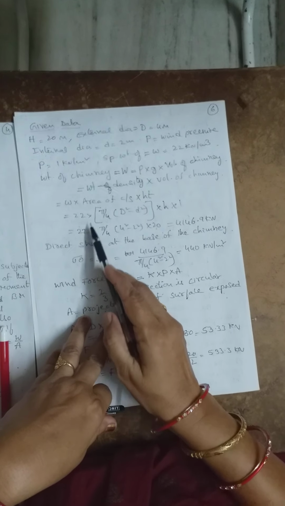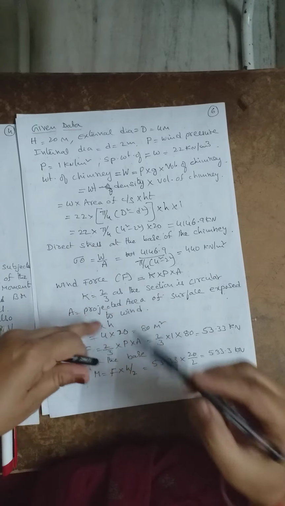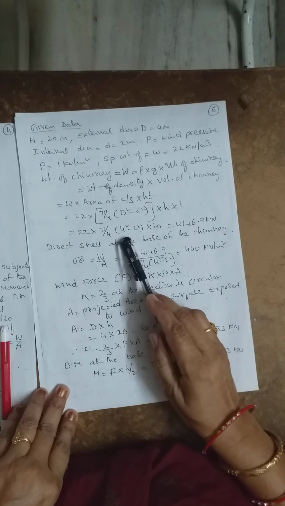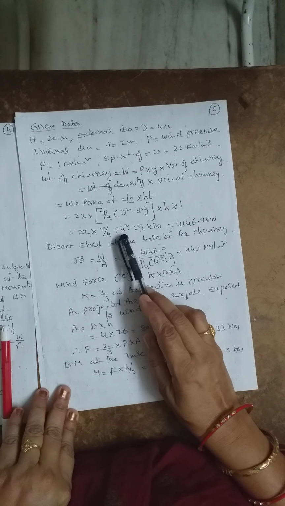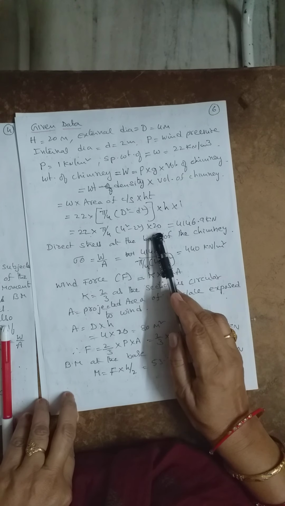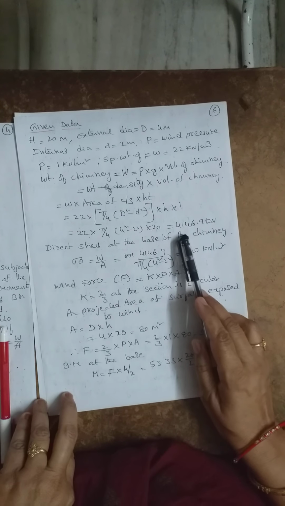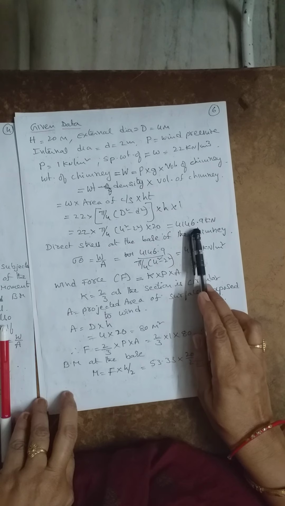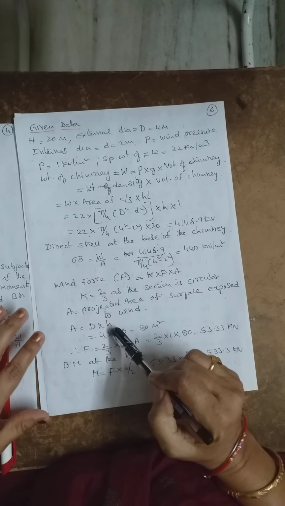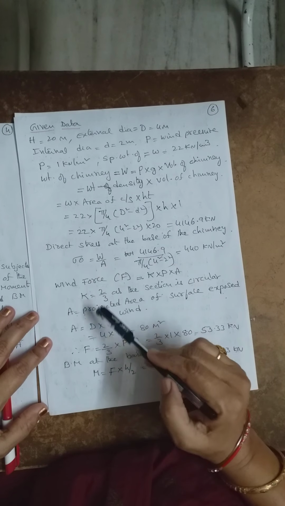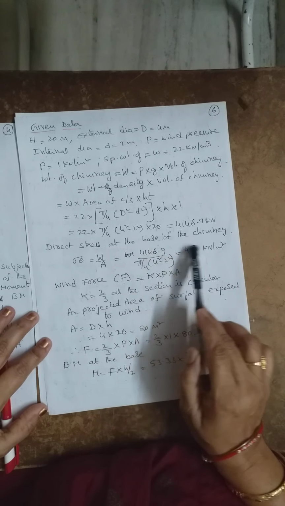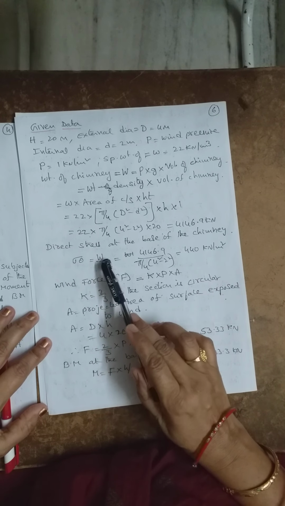Now coming to the simplification part, 22 into pi by 4 into 4 square, that is external dia 4 meters, minus 2 square, internal dia 2 meters, into the height of the chimney, which is given in the question as 20. If we simplify this, we get 4146.9 kilonewtons. Now, as we know, to find out the stresses we have to find out the direct stress and also the bending stresses. So first we find out the direct stress at the base of the chimney, that is sigma O is equal to W by A.